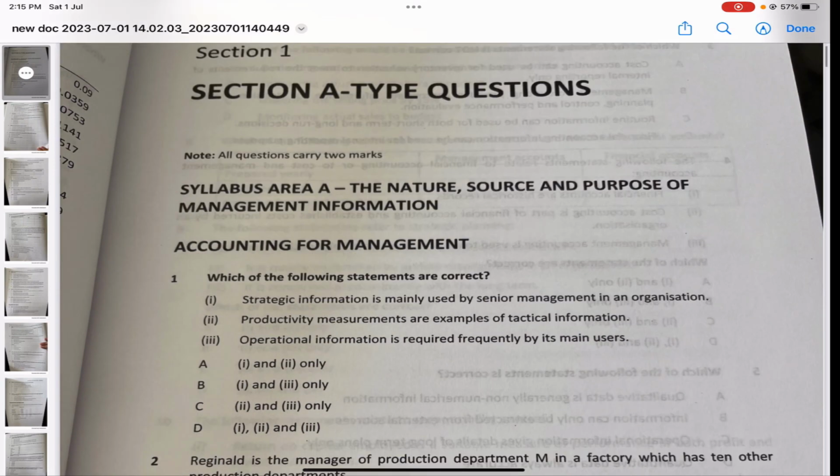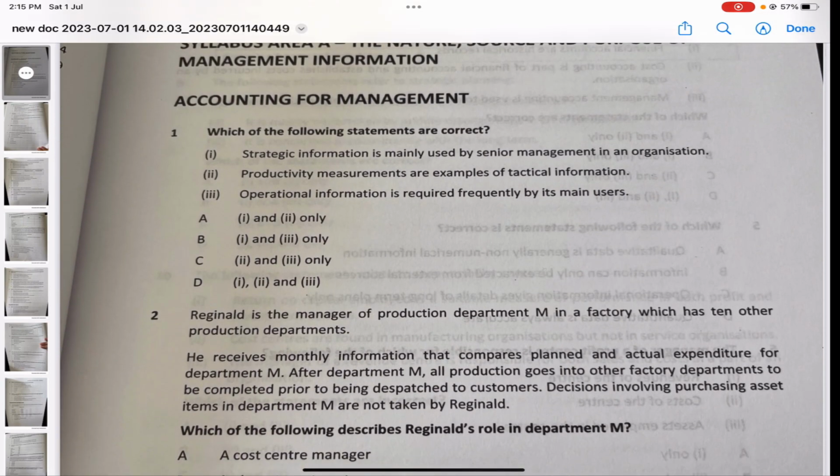Okay, so the first chapter is Accounting for Management. Before starting this, let's quickly revise the core concepts of the Accounting for Management chapter. Make sure to have a paper, pencil and a calculator with you.